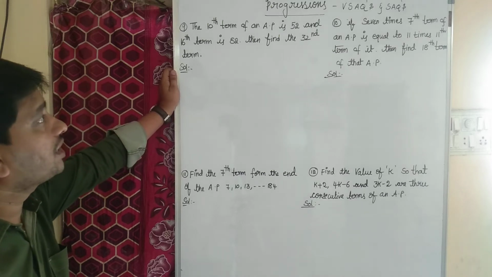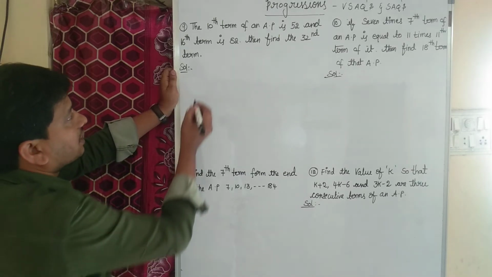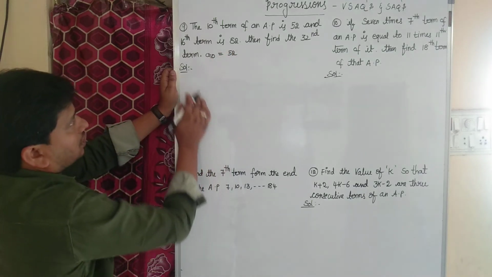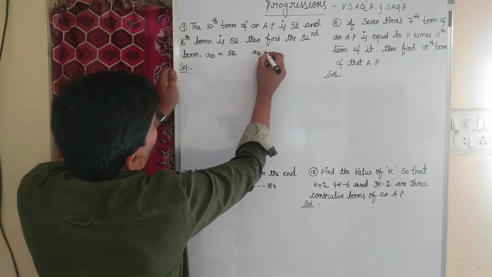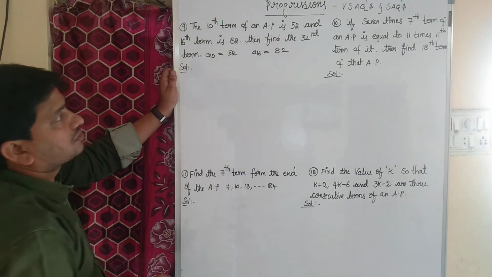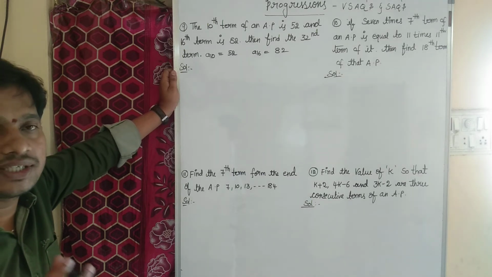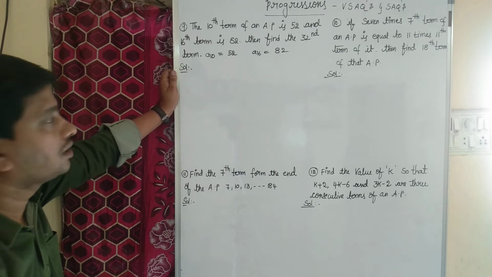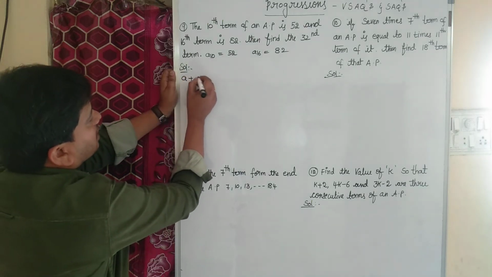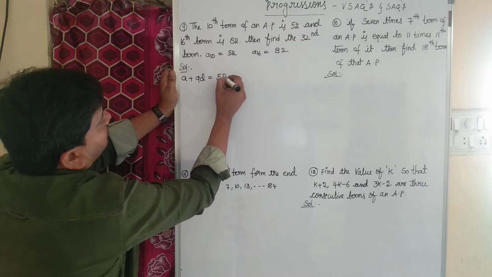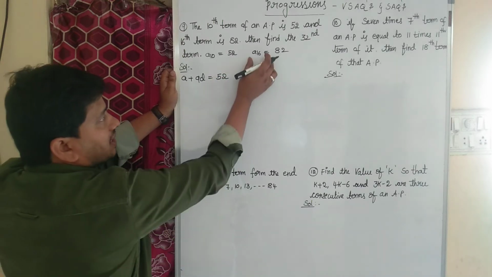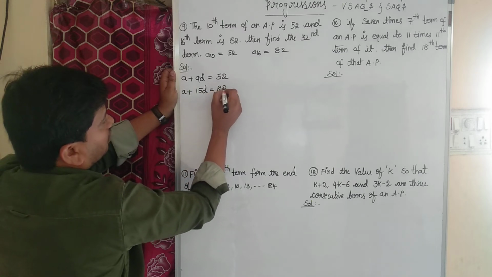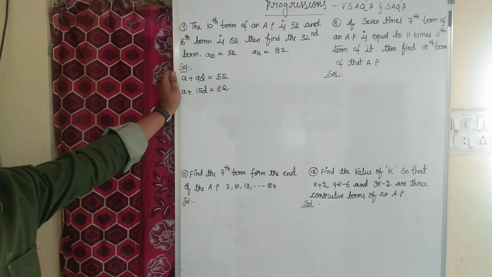The 10th term of an AP is 52. What is given? 10th term is given 52. And the 16th term of an AP is 82. Then find the 32nd term. Children, we know that the 10th term of an AP is a plus 9d, given 52. And the 16th term of an AP is a plus 15d equal to 82. Is it clear, children?